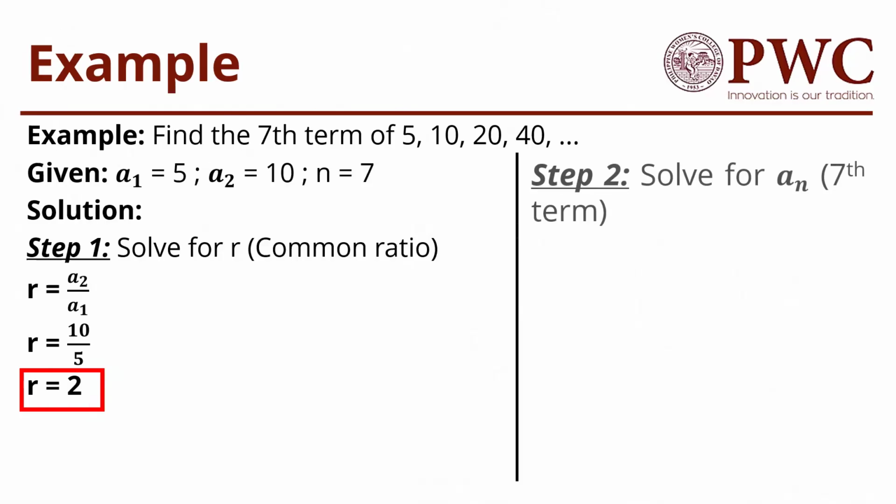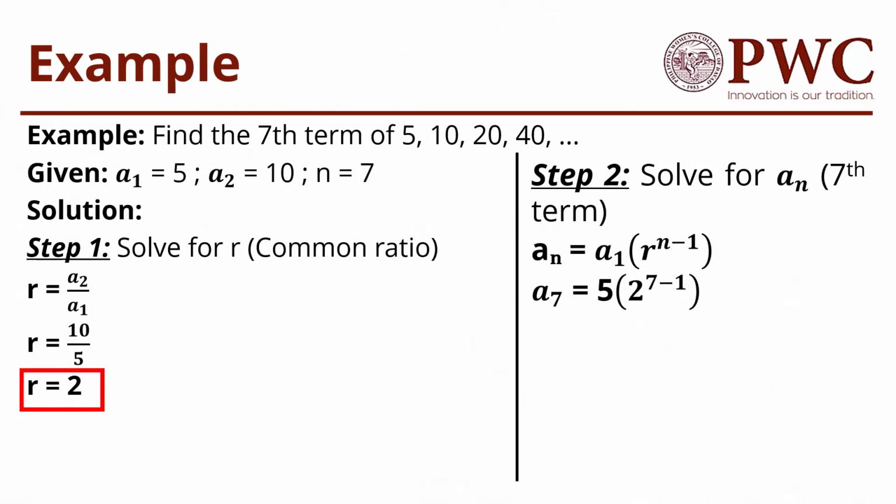Step 2. We need to solve for a sub n. In this case, we need to solve for the seventh term. So we all know the formula on the previous slide, a sub n is equal to a sub 1 times r raised to the power of n minus 1. That is our nth term formula for geometric sequence. Now we need to substitute. We know that our n is 7. a sub 1 is our first term, which is 5. And n, again, is 7.